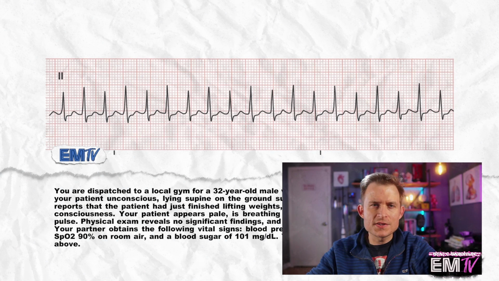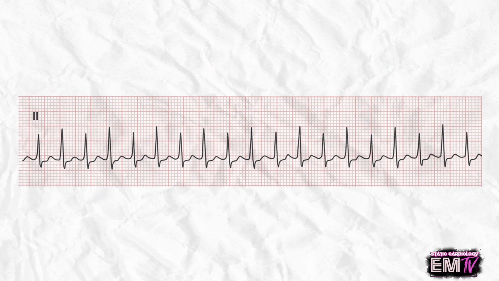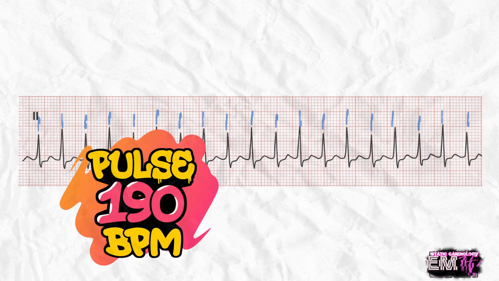For many of you, this scenario should have been a really good review. Let's go ahead and take a look at the rhythm in a little bit closer detail. The first thing I like to do with any rhythm is count the rate. I'm counting 19 R waves, which means this patient's heart rate is about 190 BPM.